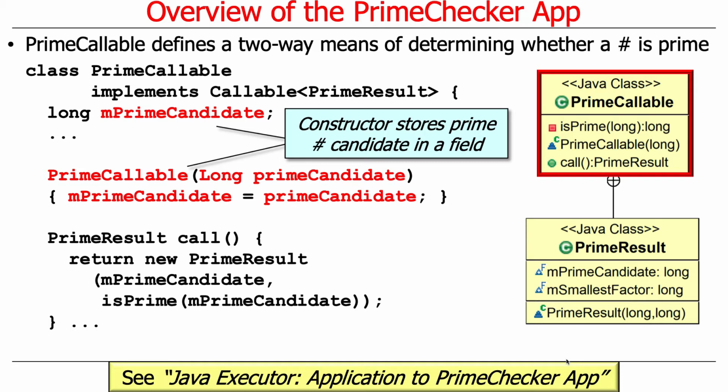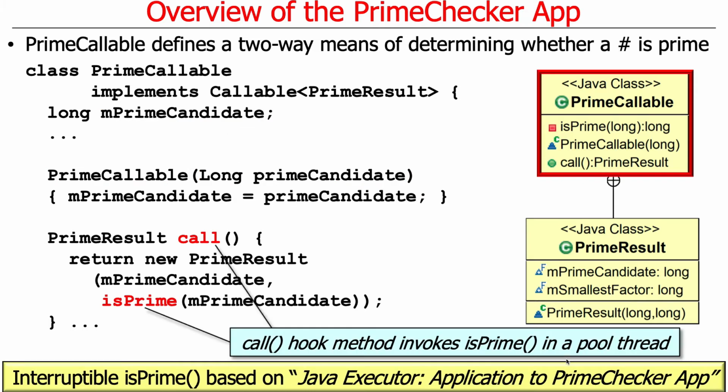It's very much what we did before for Java Executor. And down here, we're going to have the isPrime method called inside the call hook method. So the call hook method is the method that's going to be called back in a thread in the thread pool when it's time to execute this object, this PrimeCallable task.